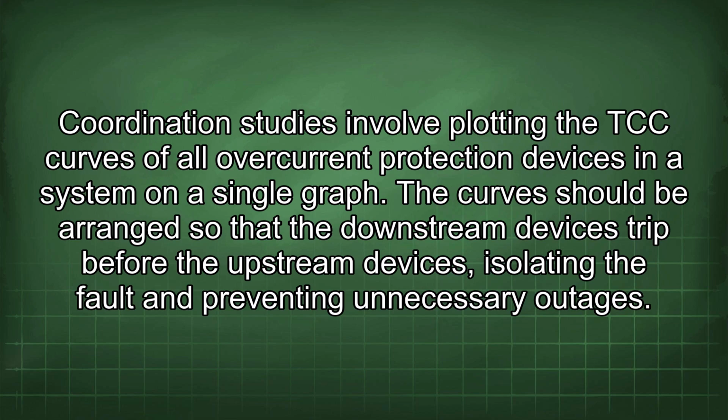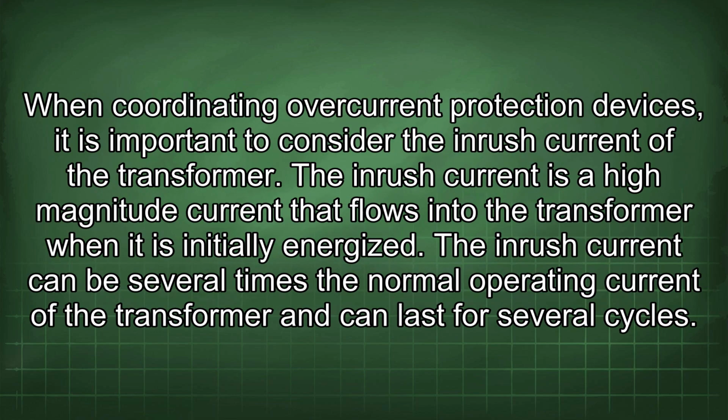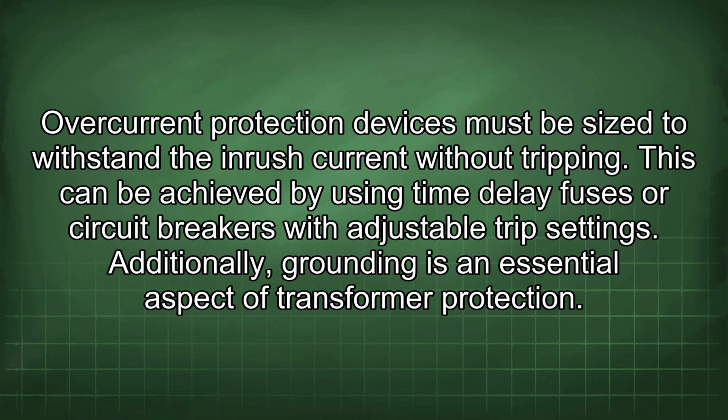unnecessary outages. When coordinating overcurrent protection devices, it is important to consider the inrush current of the transformer. The inrush current is a high-magnitude current that flows into the transformer when it is initially energized. The inrush current can be several times the normal operating current of the transformer and can last for several cycles. Overcurrent protection devices must be sized to withstand the inrush current without tripping. This can be achieved by using time delay fuses or circuit breakers with adjustable trip settings.